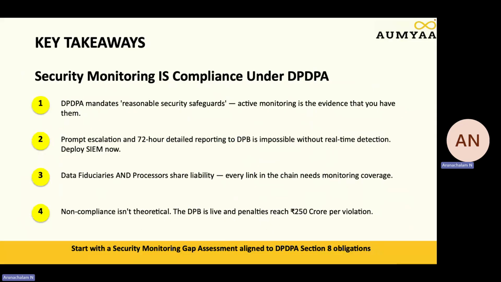Three, data fiduciaries and processors, shared liability. That means every vendor, every link in your data supply chain needs monitoring coverage too. Your compliance posture is only as strong as your weakest processor. Four, this isn't theoretical. The board is live, active, and penalties reach 250 crore rupees per violation. This is a present tense risk, not a future one.